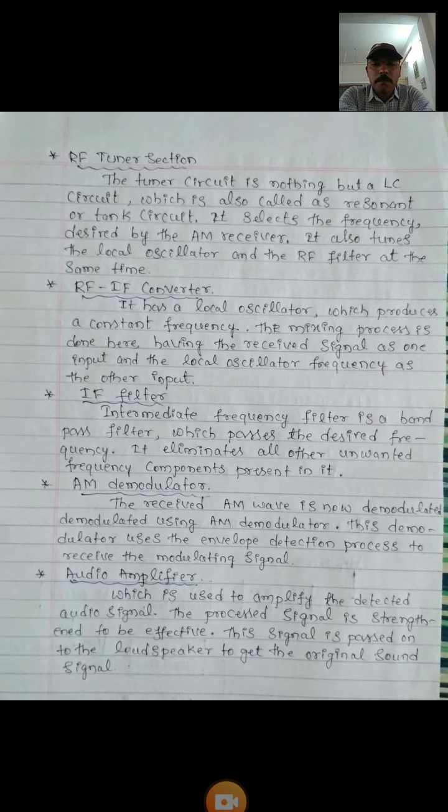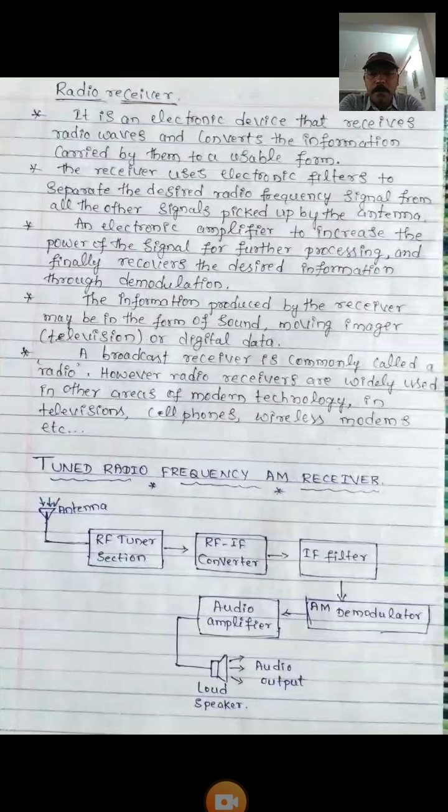Okay, so after the demodulation, the sound is not audible. Why? Because it does not have enough energy to be audible. So the audio amplifier adds some energy and enhances that demodulated signal, and it can be converted into audible form. Okay, so this is all about the tuned radio frequency AM receiver.